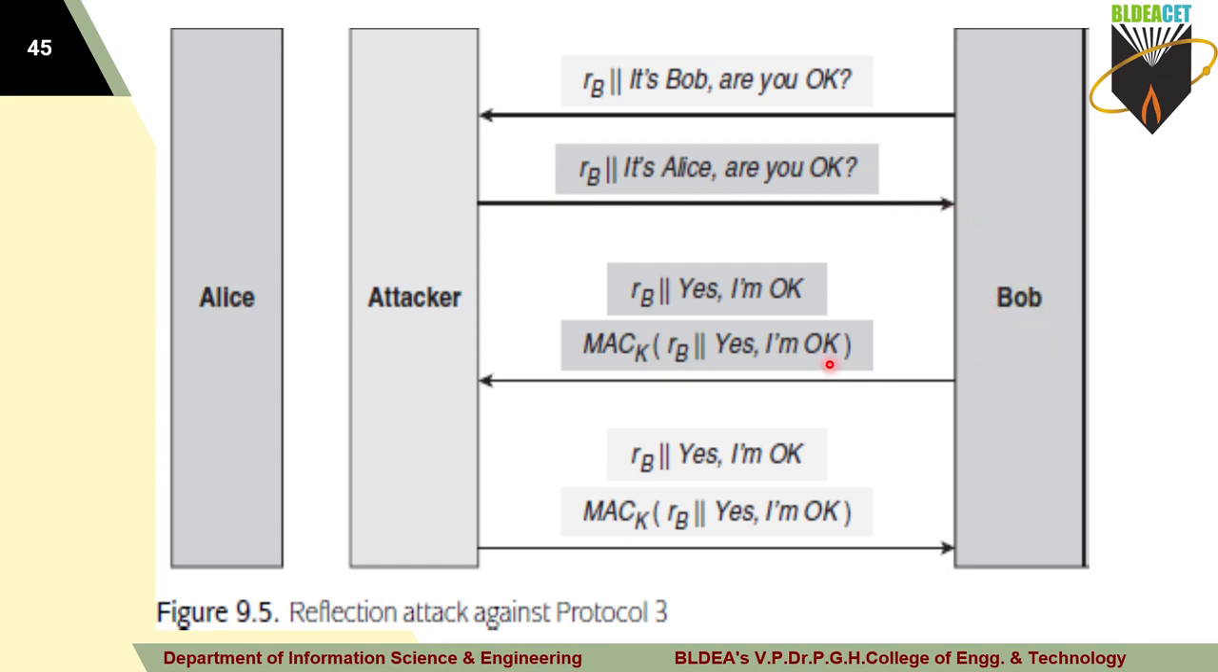That's why Bob will generate the message authentication code to prove that he is the user and is replying to the given message. But the attacker will replay that same message. When Bob receives that, Bob will think that the message was sent by Alice, and based on that the reflection attack takes place here.